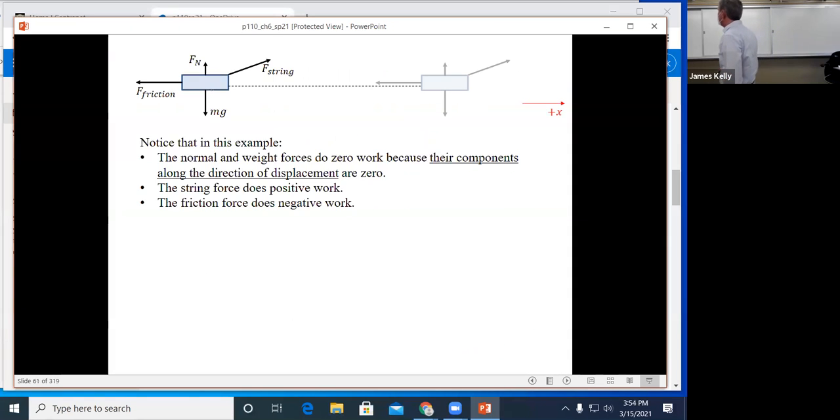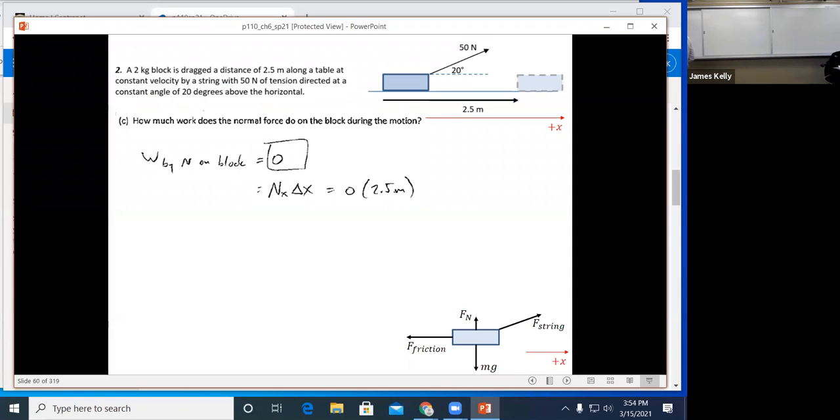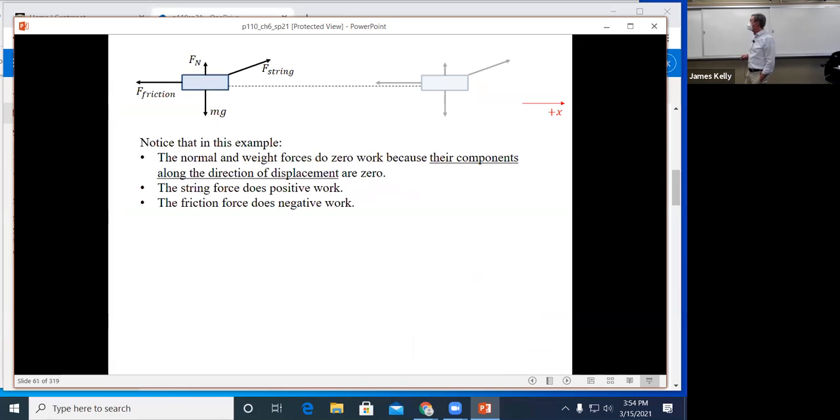Okay, last question. How much work does the normal force do on the block? Well, the normal force does 0 work because I need the x component of this force times delta x, and this force has 0 x component in my coordinate system. So it does 0 work, or 0 times 2.5 meters is 0.